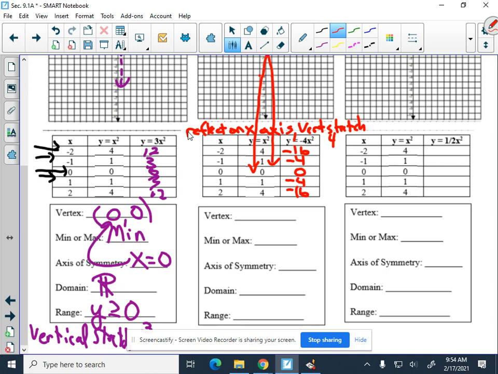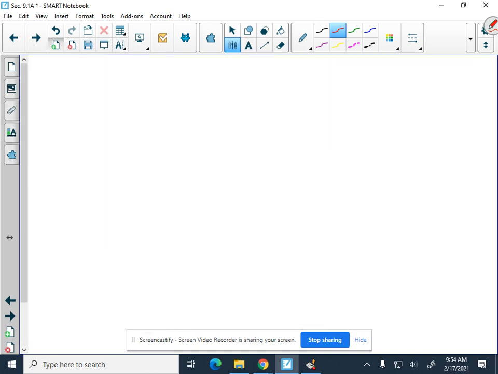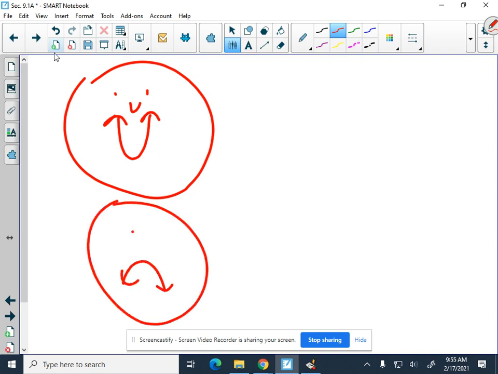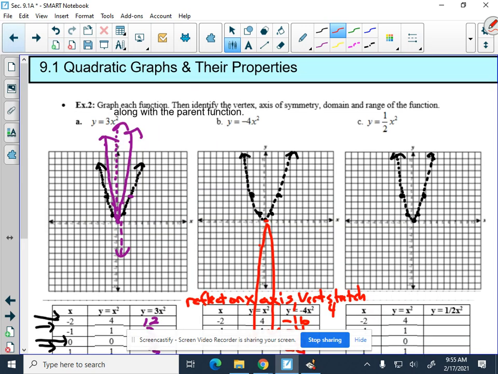Now, sometimes when we look at a parabola that opens up, I act like that's a smile. Parabola that opens down, frown, right? Because it's negative. And that's the idea. Well, this one's negative, so it opened down.